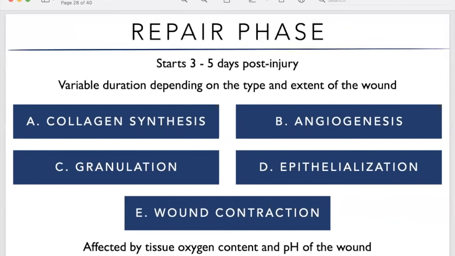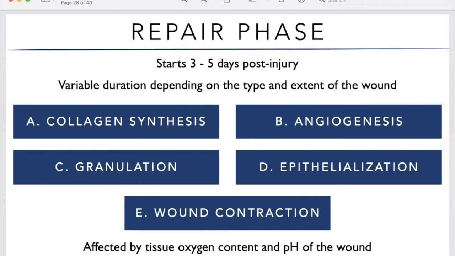And it is composed of subphases, okay? And these subphases can occur at the same time or can occur just right after another, but usually they overlap. And the repair phase is affected by the tissue oxygen content. Remember, tissues need oxygen, and usually they would get that from blood that goes into that area.